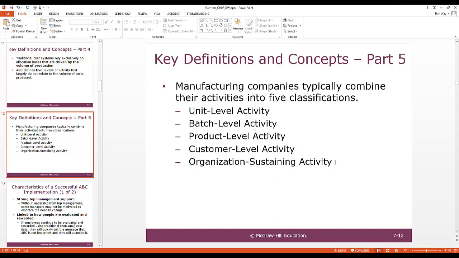And then our organization sustaining activities are our top of the house activities. So things related to the corporate office, or if we think of our factory setting from our earlier chapters, things that are happening in and around the factory that aren't related to even the number of different products we're producing.